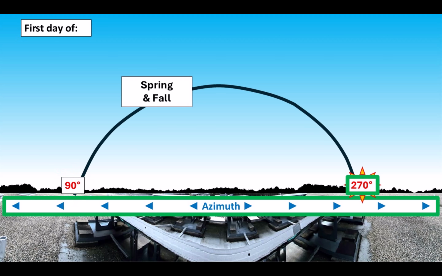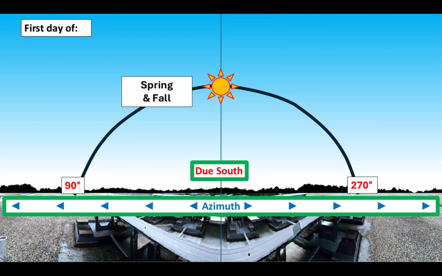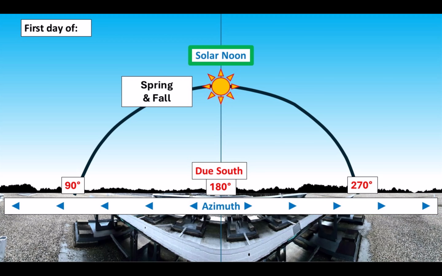Here on the first day of spring and fall, the sun sets at almost due west, an azimuth of 270 degrees on the compass. Splitting those two extremes exactly in half, the sun will be due south in the middle of the daylight hours, an azimuth of 180 degrees. We call this interesting location and time solar noon.